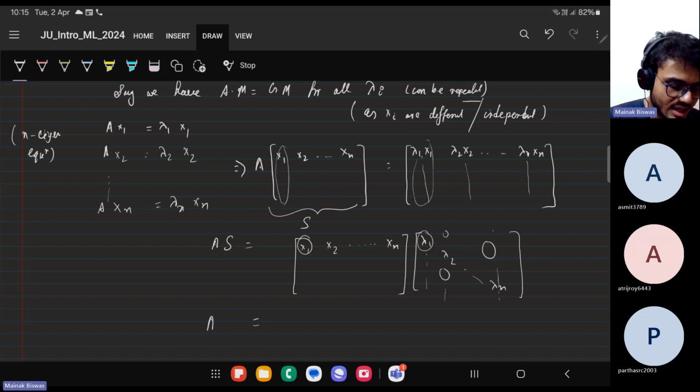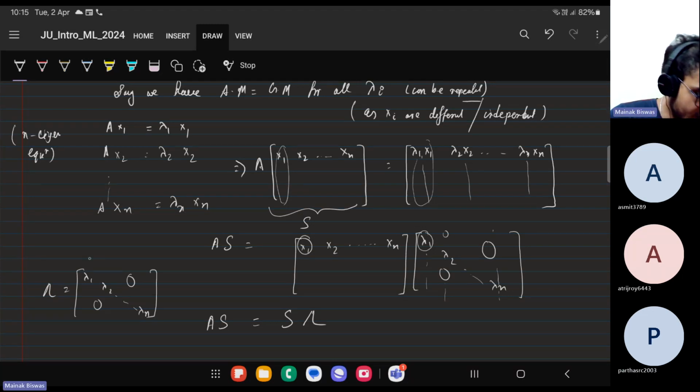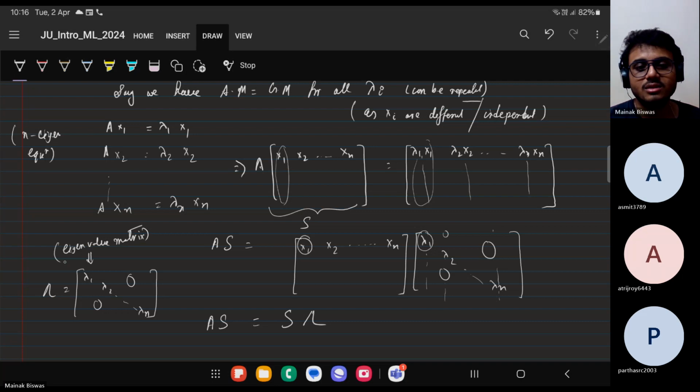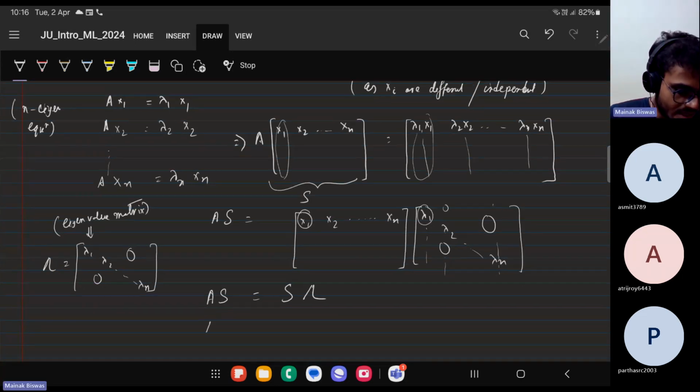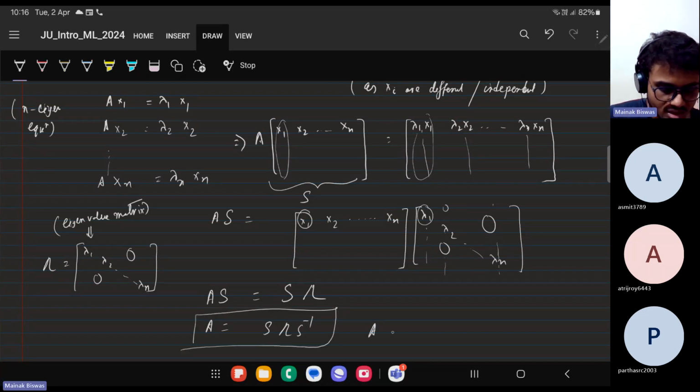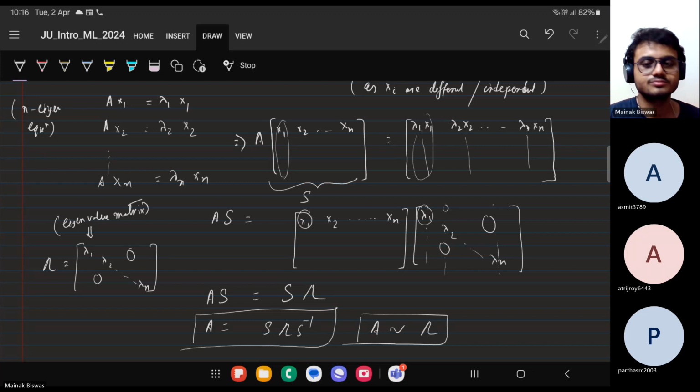So now what do you see? AS is equal to S lambda, this lambda matrix. This is also called lambda 1, lambda 2, all the diagonals, right? These are your eigenvalues, the eigenvalue matrix. Okay with it? So A is S lambda S inverse. So you see A is similar to lambda. Yes or no? Right? Yes.